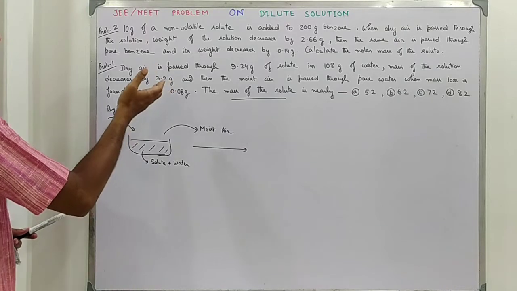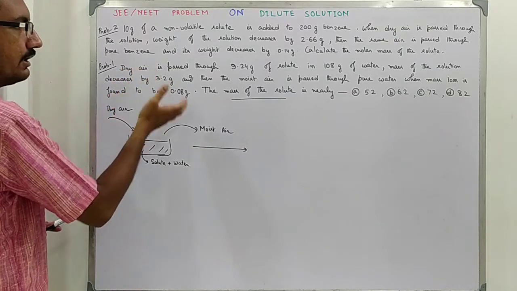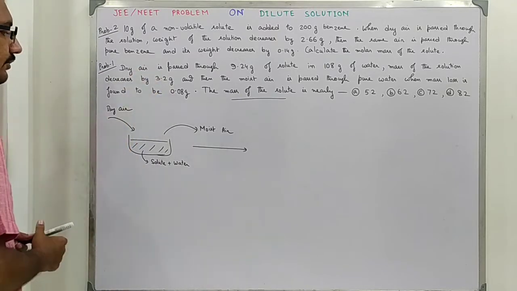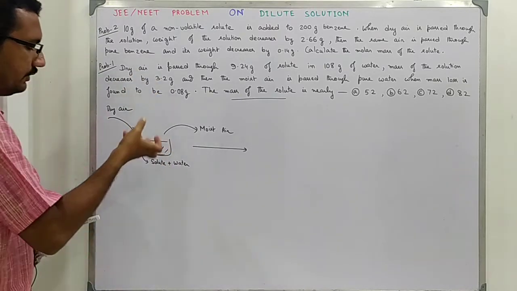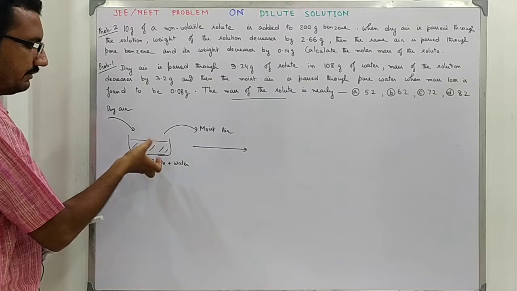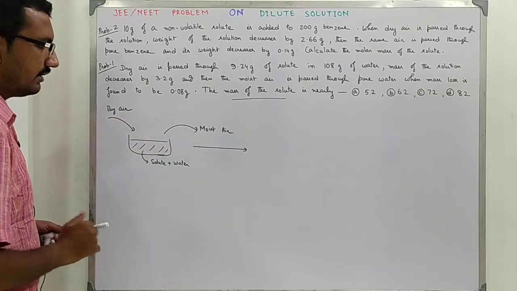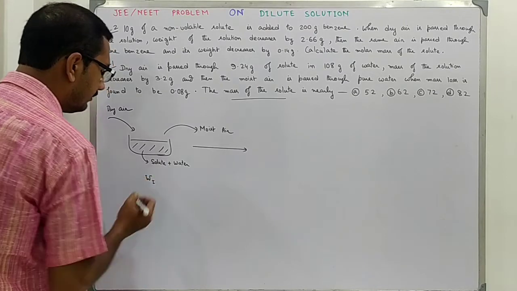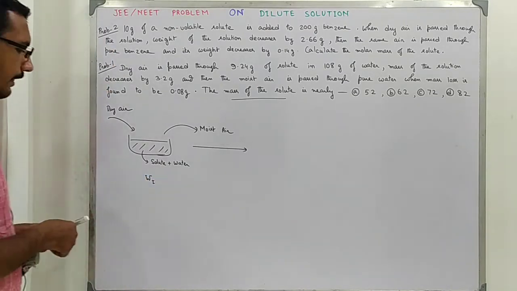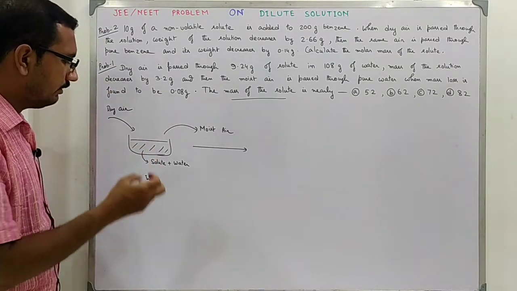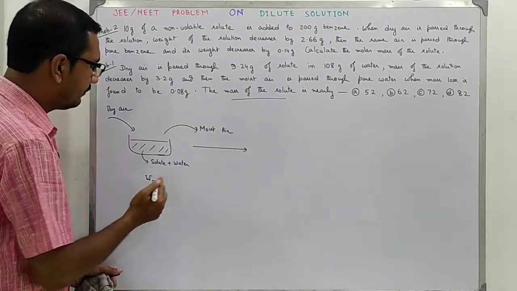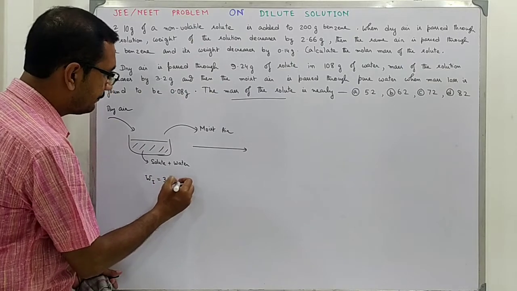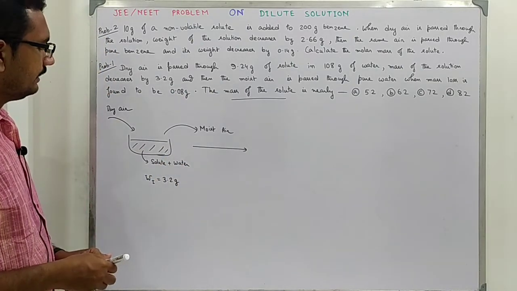Now when this phenomenon occurs, the mass of the solution is found to decrease by 3.2 gram. So it picks up 3.2 gram of water vapor from this solution system. So this can be referred to as W1. So this is the mass loss in the solution, and for this problem it is 3.2 gram.